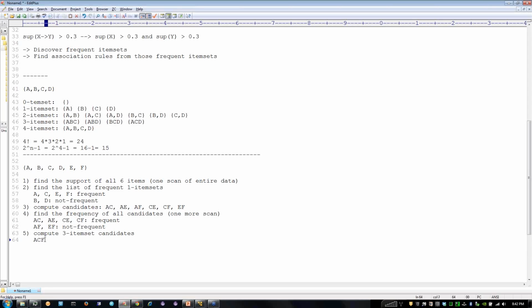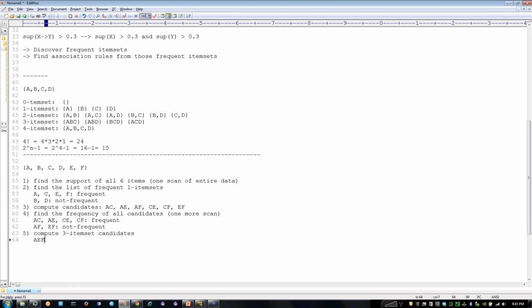ACF. Do I need to evaluate it? What are the subsets involved in there? AC, AF, CF. No, AC is frequent, but AF is not frequent. So even if one of them is not frequent, I can quickly remove the entire item set. So since AF is not frequent, I cannot have ACF be frequent, right? That is the power. You can quickly prune out a lot of things.